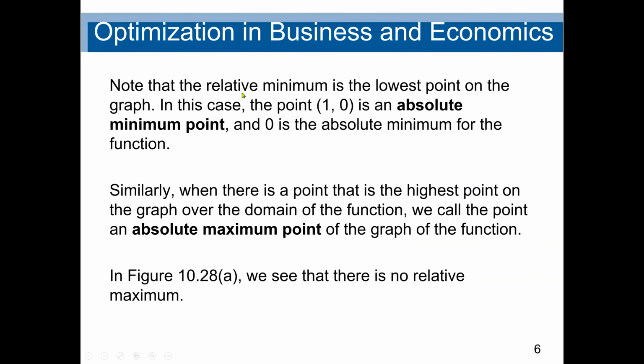So here they say we should note that the relative minimum is the lowest point on the graph. And as we said, in this case, we have only one lowest point in the graph. So it's still an absolute minimum point also.